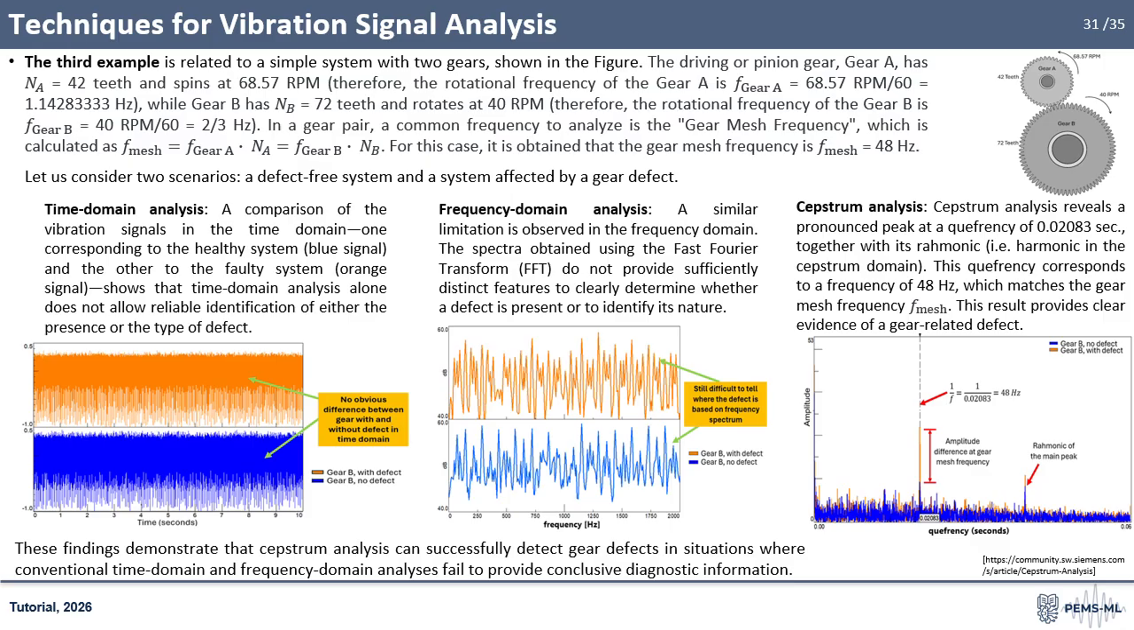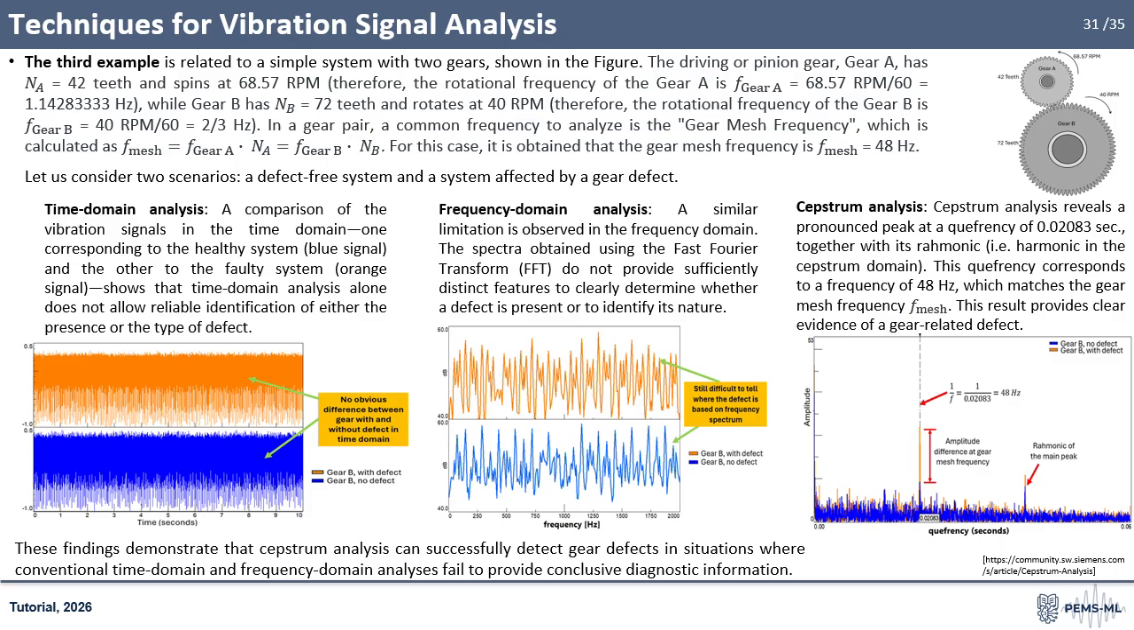Comparing the time domain vibration signals shown in the figure, the blue signal for the healthy system and the orange signal for the faulty system, shows that time domain analysis alone cannot reliably reveal the presence or type of defect. The same limitation is seen in the frequency domain, where spectra do not provide clear features to identify the defect.